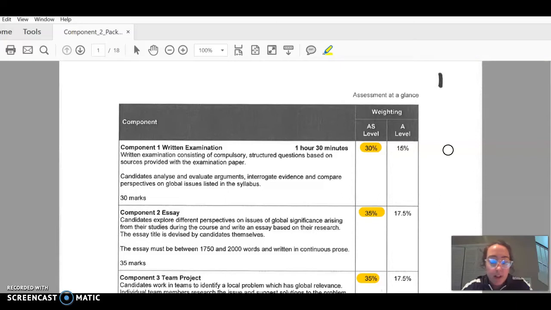So this first piece is, I guess you could call it a rubric, but it shows the percentage in your final score that each component weighs. So your exam in May is Component 1, and it's 30% of your AS level score, which you can see here on the left side of the column.